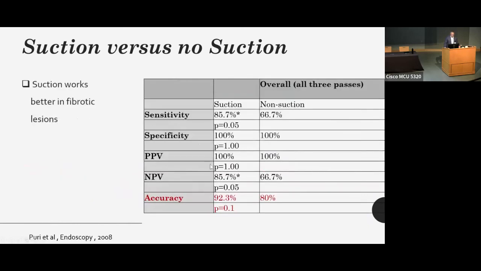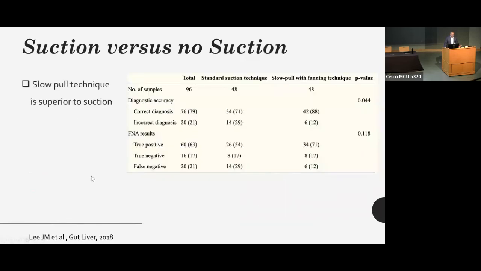You can see here that in fibrotic lesion specifically, when you are not able to obtain sample, suction may work. If you have a lesion that's not fibrotic, like for example, pancreatic masses without fibrosis, suction may not make a difference. So remember, suction will be important in fibrotic lesion.